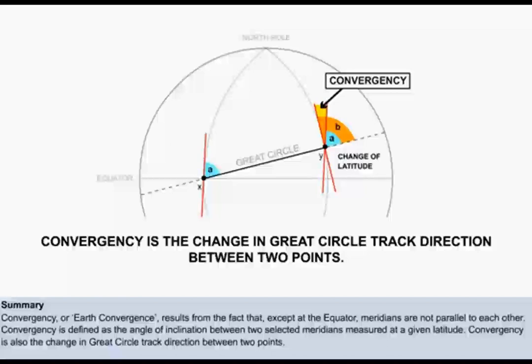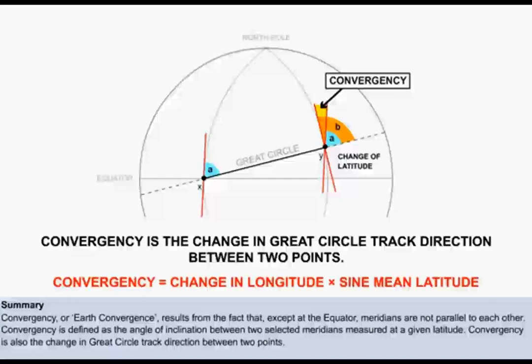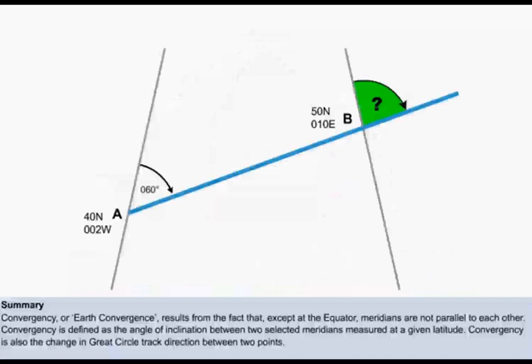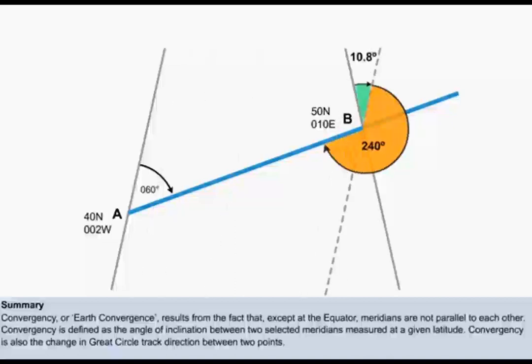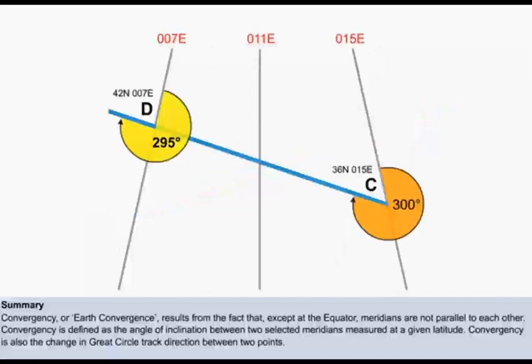The formula to calculate convergency is convergency equals change in longitude times the sine of the mean latitude. For questions involving return initial great circle tracks, work out what the final track will be and then reciprocate it. Alternatively, use the method of paralleling the meridian. For other types of question, write down the formula and substitute in what you know. The answer will usually drop out.